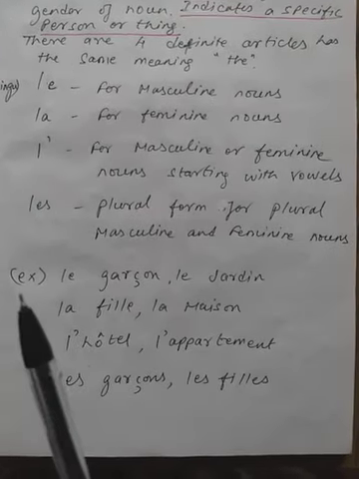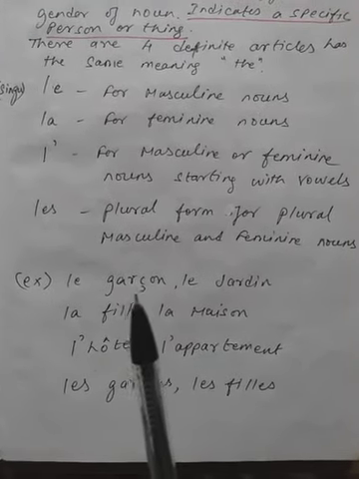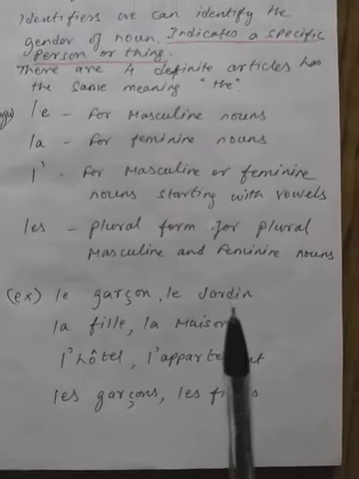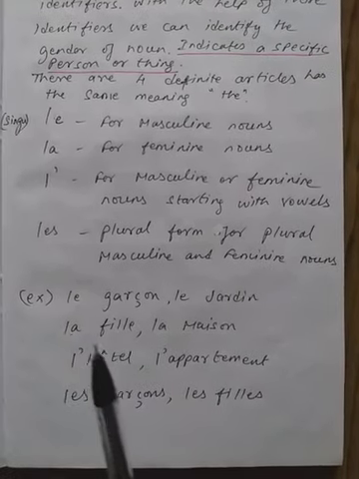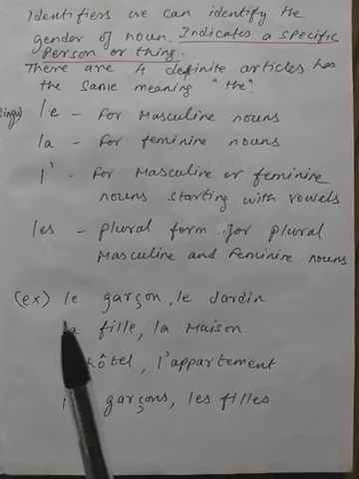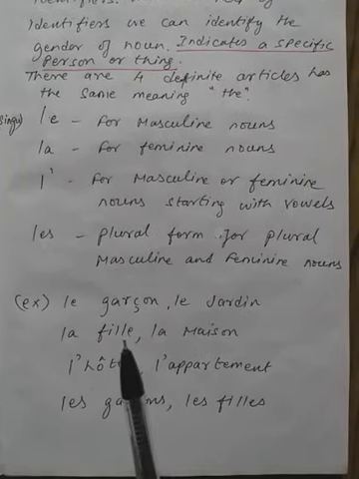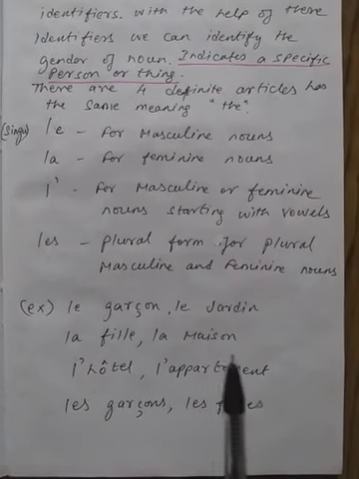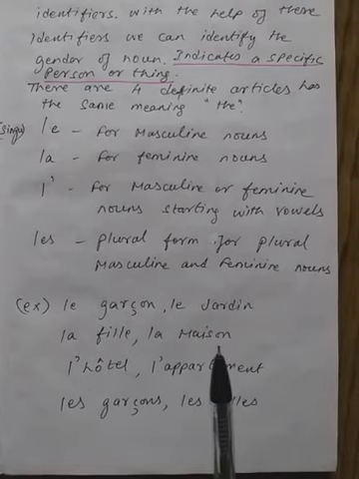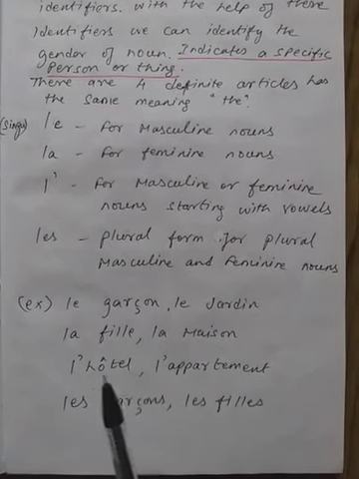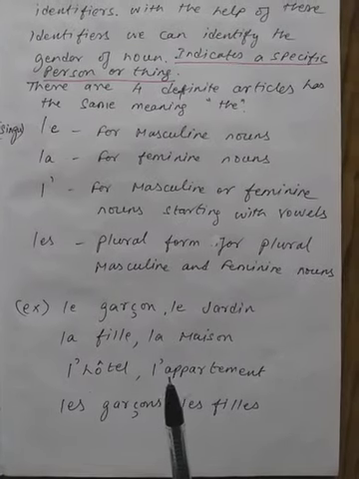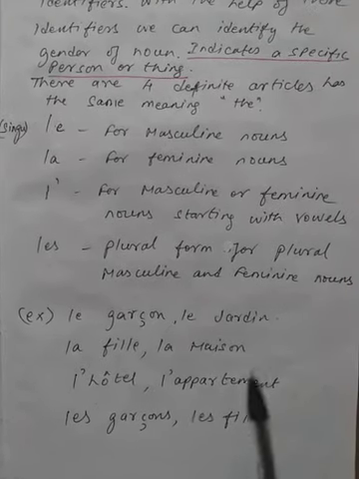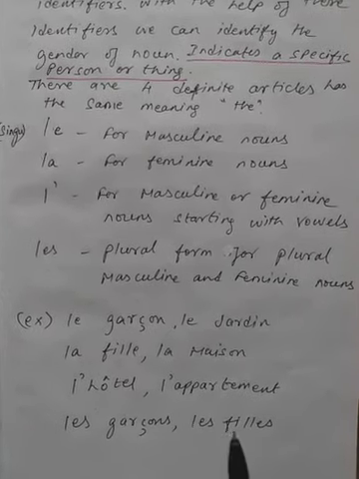Example: le garçon. Garçon means boy, so it is a masculine noun. Le jardin, the noun is masculine; jardin means garden. La fille, the girl. Girl is gender-wise feminine, so la. La maison, the house: the noun does not end in e, but it is an exception, feminine. L'hôtel, starting with a vowel, l apostrophe. L'appartement, starting with a vowel, l apostrophe. Plural is the same: garçon, garçons, the boys. Fille, filles, the girls.